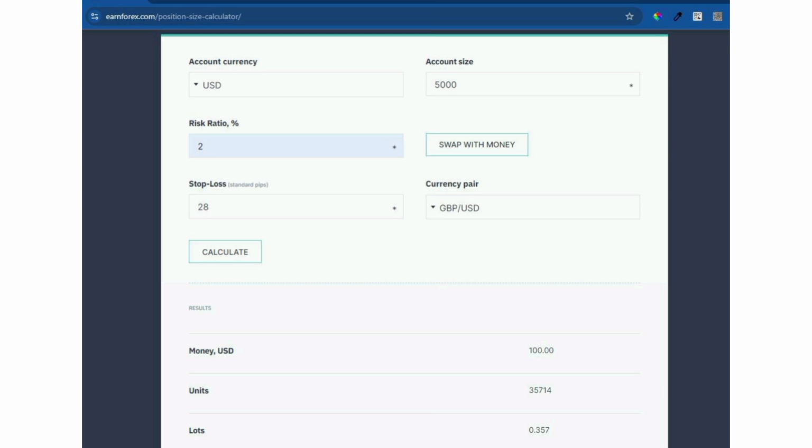So this is how you determine the lot size and also determine how much you would lose or gain at the stop loss or take profit respectively.